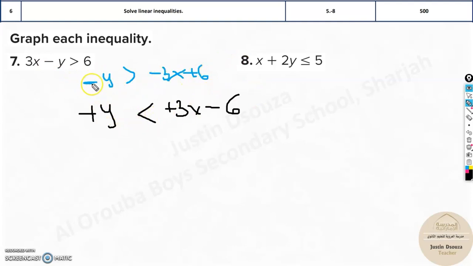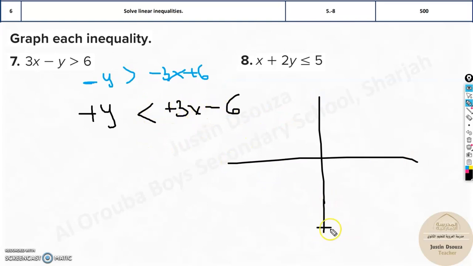So a simple way is just change all the signs and change the sign. You need to graph this. Look, it's plus, okay, it's plus and it's minus 6. So minus 6 means it's somewhere over here. It's going upwards. The graph is going upwards. And since it is just greater than, it would be dotted line upwards.